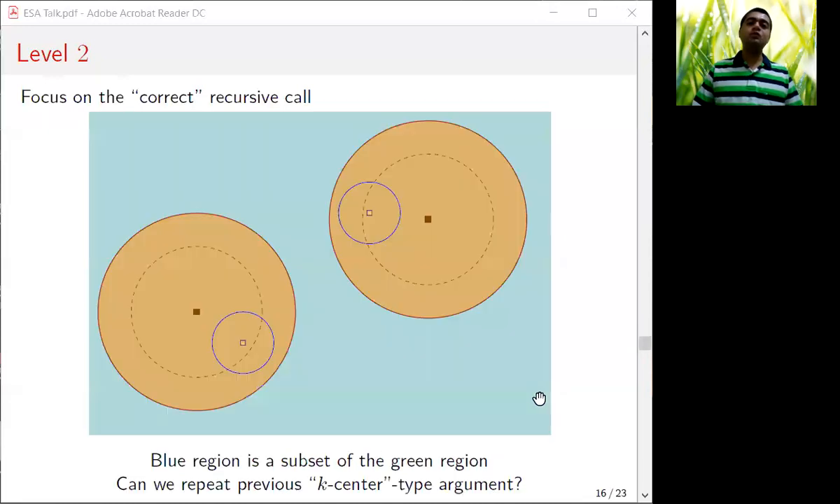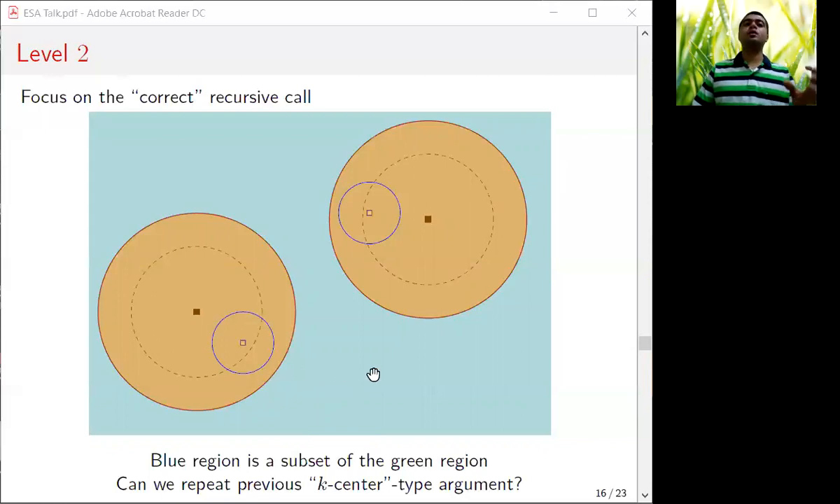So let's see what happens in our picture. This blue region here is the set of points that we don't cover at level 1, which means that we have to cover these points at level 2 or later. But the crucial thing here is that this blue region is a subset of this green region, because our balls completely cover the optimal balls.